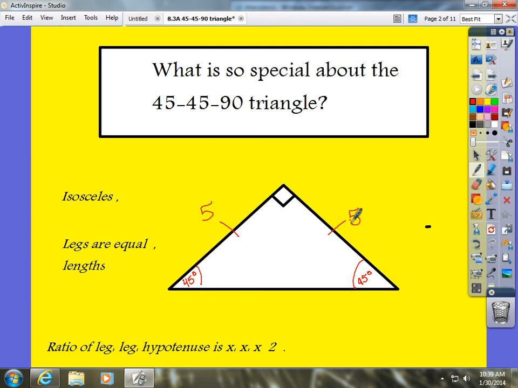But what's even cooler is that the ratio of leg to hypotenuse is x to x to x times the square root of 2. Sorry about that, I didn't see that was missing. Which means if the leg was 5, and of course the other leg is going to be 5 because they're equal, then the hypotenuse is going to be 5 times the square root of 2. And if you'll just remember that, it makes calculating the sides a whole lot easier.